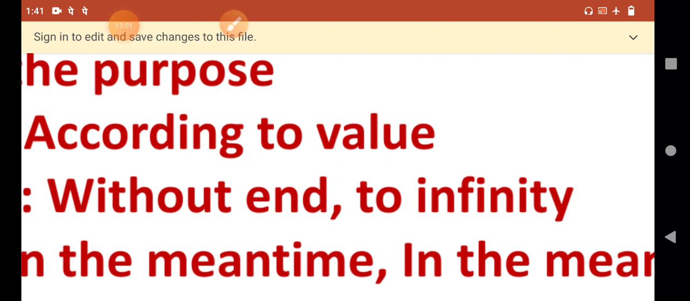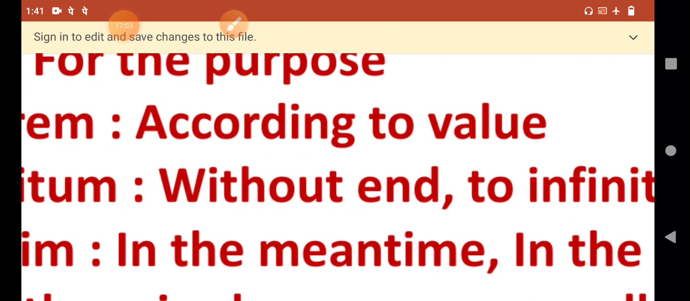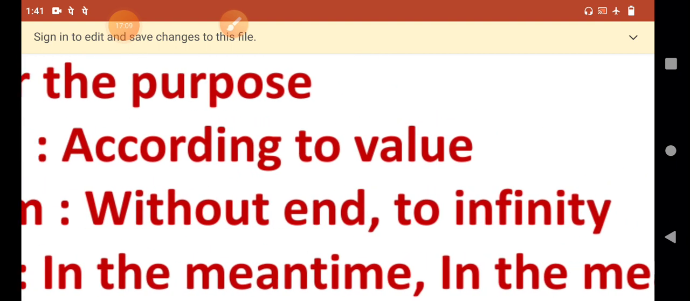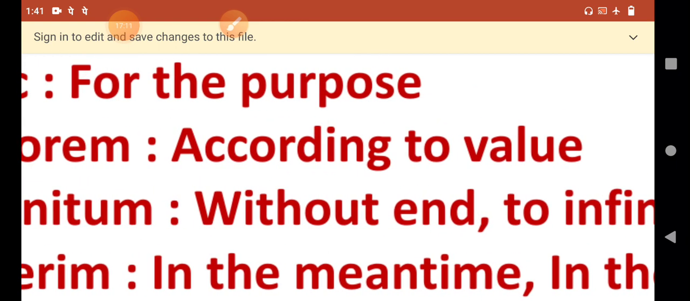Someone has been affected regularly, he has affected some diseases, and it has come ad infinitum. It is not end, without ending.